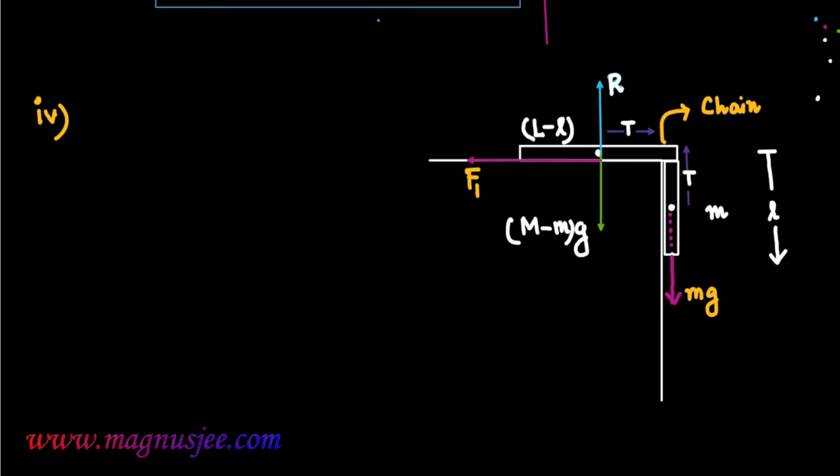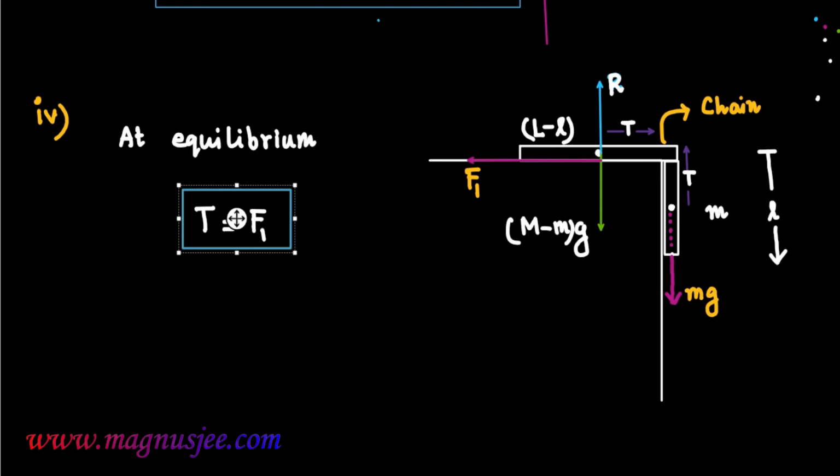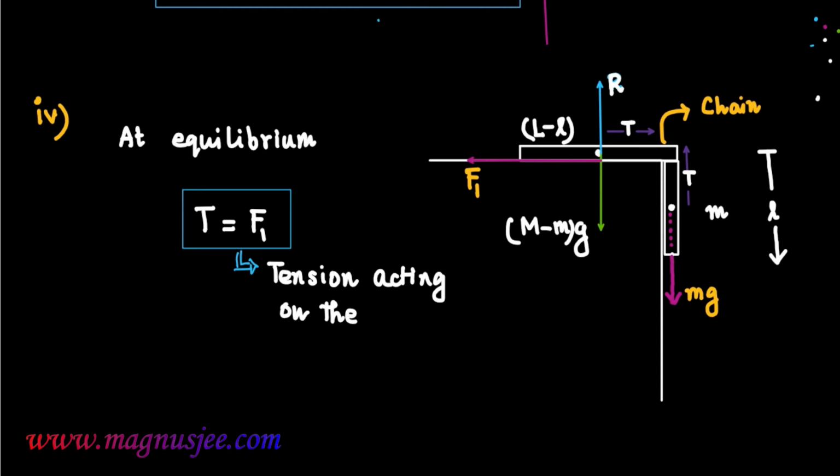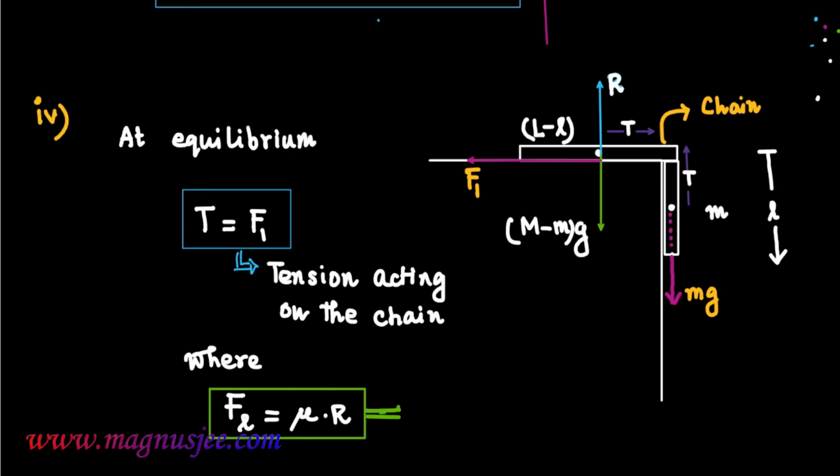T is the tension acting on the hanging portion of the chain, the same amount of tension. And limiting friction Fl acts towards left to oppose the motion of the chain. Due to limiting friction acting on this portion, the chain does not slide. So in this case, tension T acting on the chain will be equal to limiting friction, and this tension acts towards the fixed end of the chain, towards the edge of the table, where Fl is mu into R, which is limiting friction, and mu is the coefficient of friction between the chain and the table.